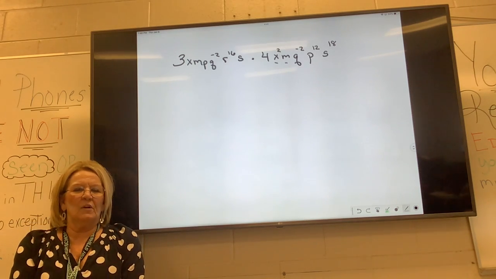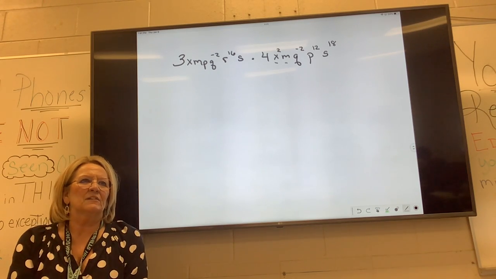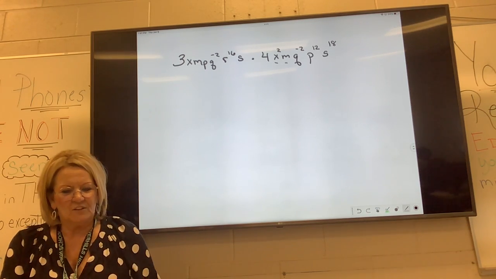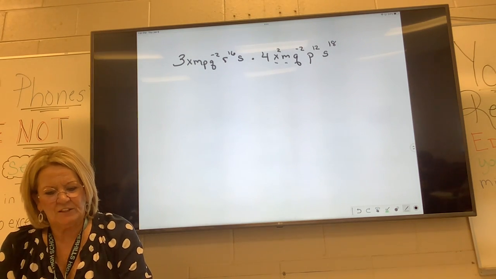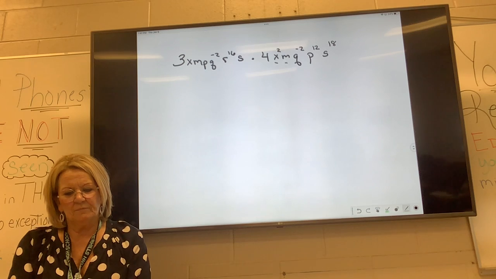I always go with all the letters in the same order on the left side, and then if I have anything to add to it from the right side, I'll add it at the end. That's how I do it. So I'd have my X, M, P, Q, R, S as my variables.